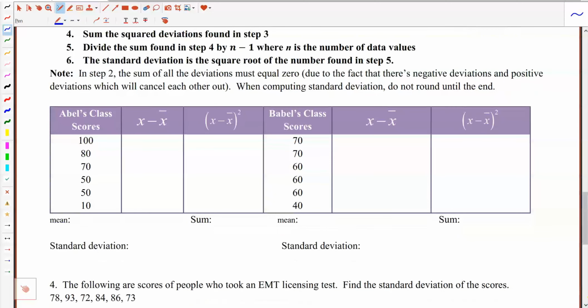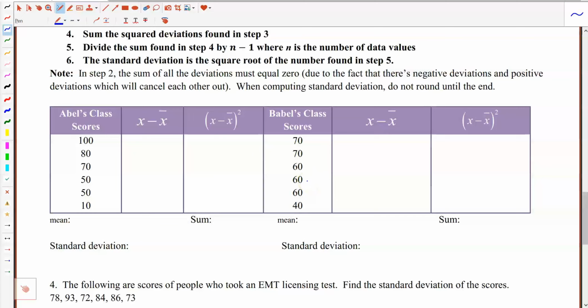Alright, so in this first example I have what happened in Abel's class and in Babel's class in terms of these test scores. So in Abel's class, the scores were 100, 80, 70, 50, 50, and 10. In Babel's class, the scores were 70, 70, 60, 60, 60, and 40. For both of these classes, let's go ahead and find their mean.